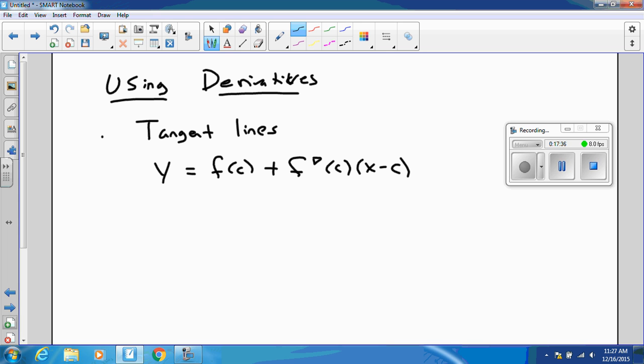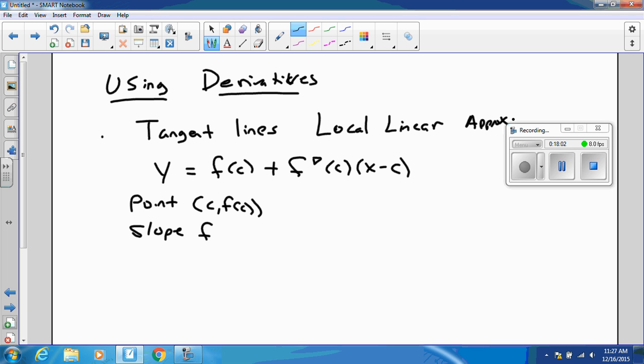And here was our tangent line approximation. But please, please do not think of this as a special new formula. This is just point slope form. I have a line that goes through the point c, f of c. Did you know something else we learned about this? This is also called the local linear approximation. And it has a slope of f prime of c.